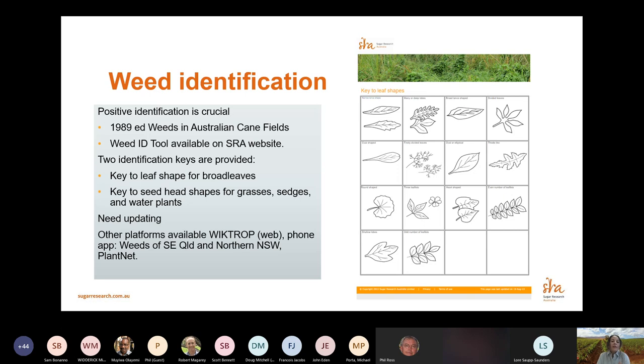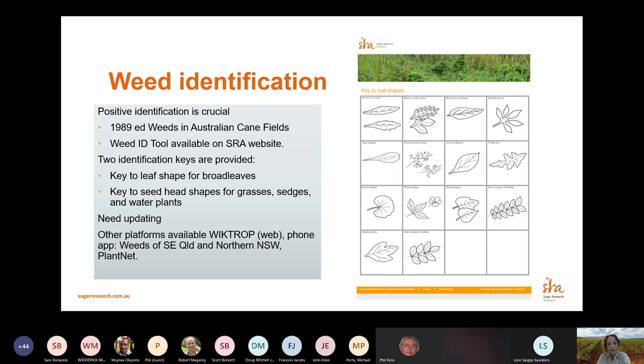What is available out there? There is a portal on the web called the WeedTrop portal. The WeedTrop portal is not an Australian tool. However, it covers weed species in cane in other countries around the Indian Ocean, so it could be quite useful. It's a bit clunky to use, but there's a lot of resource in there.